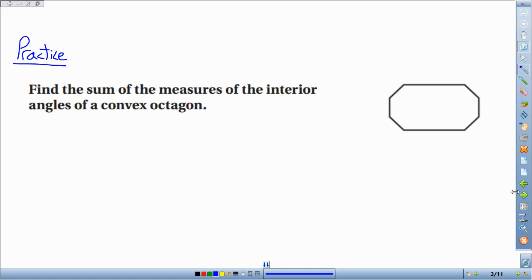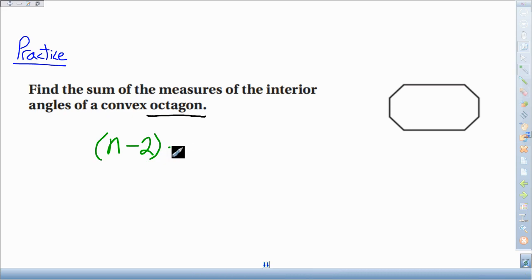With that, I'm going to have you find the sum of the measures of the interior angles of this convex octagon. That's the big thing. It's an octagon, so even if you didn't have a picture, you could find what the sum of these interior angles added up to, because you know how many sides an octagon has. Again, the formula you're going to be using is n minus 2 times 180. Go ahead and plug in the number of sides for n, and see what these interior angles add up to.